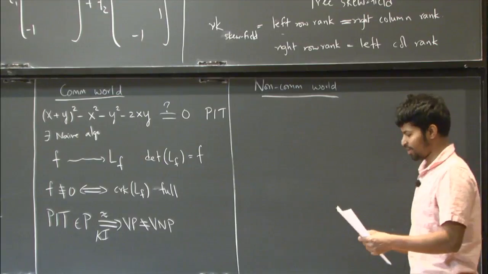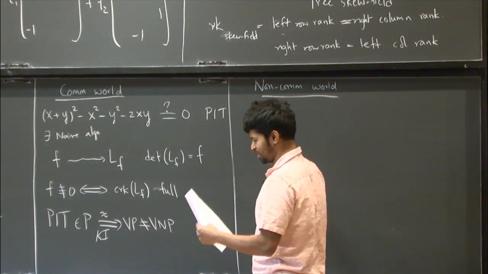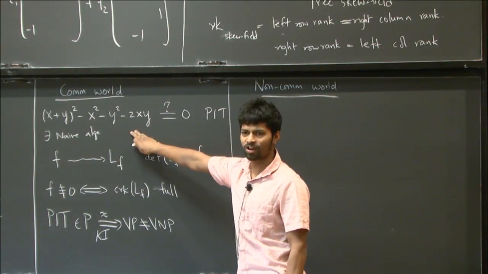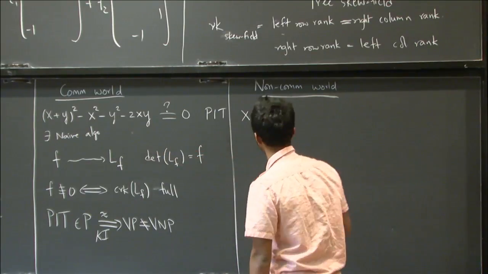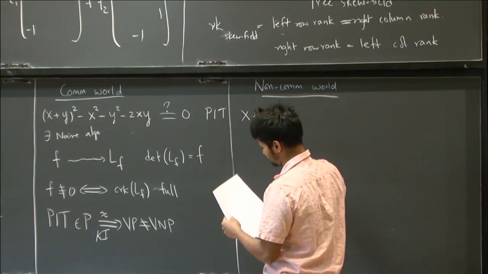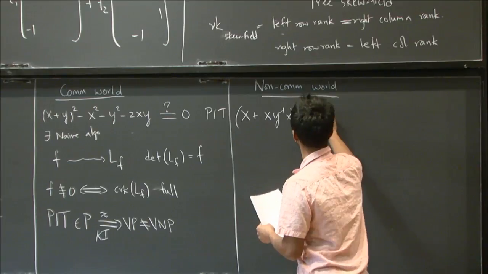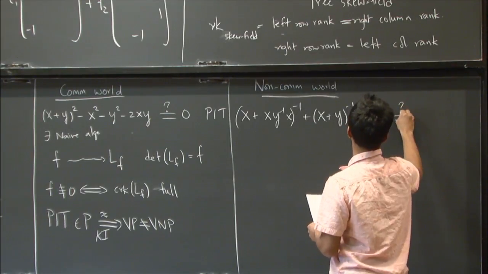Okay. Now let's go to the non-commutative world, and it looks much stranger. So now I can ask you. In this case, I just restricted myself to polynomials, but you can do this for rational functions, and there's a simple reduction that gets rid of rational functions. So in the non-commutative world, I can give you something that looks like this, and ask you, is this equal to 0 or not?